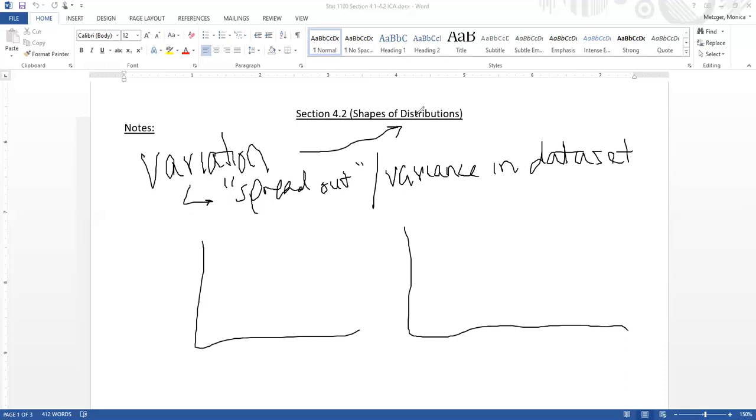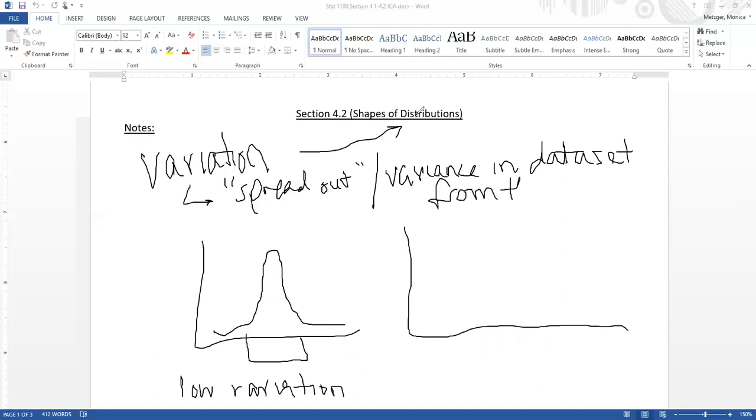Let's say that we have a low variation in our data. Then most of our data is going to be within a small range, right? So most of our data is going to lie in one general area. And we're talking about it being from the center of the data set. So if we're talking about a low variation, we could see here that most of the data in this data set lies close to the center.